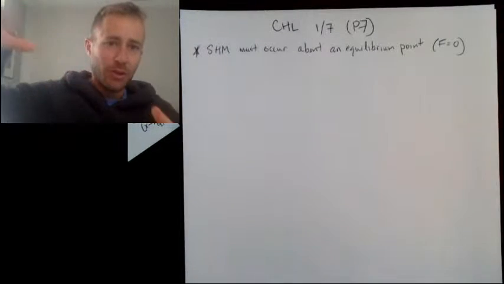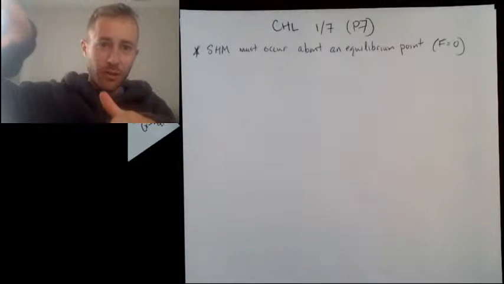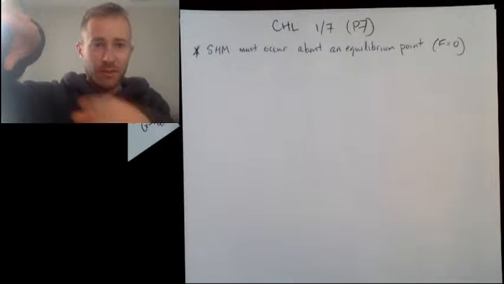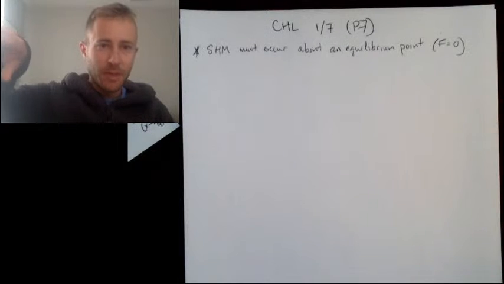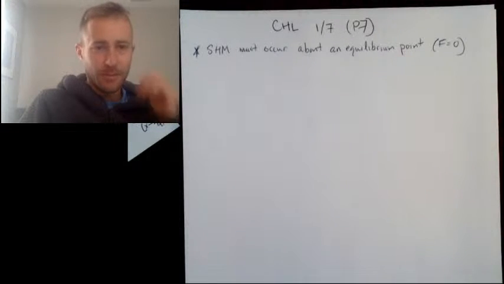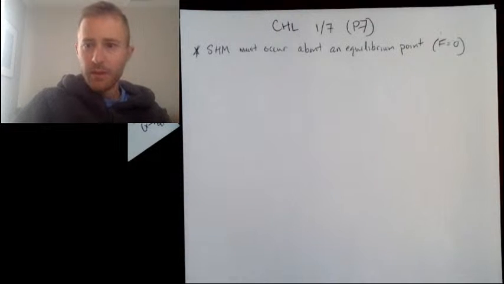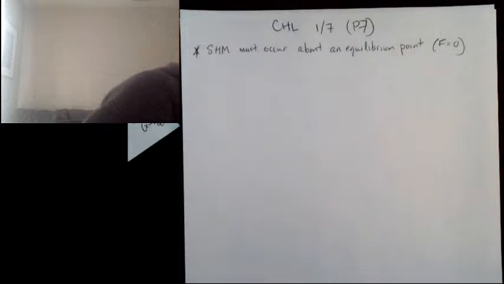Like, what if you had something on a hill and you nudged it? A hill is not an equilibrium. So it's just going to roll down the hill and it's going to never come back. So the only way that it keeps coming back to where it started is if it's oscillating about an equilibrium position.